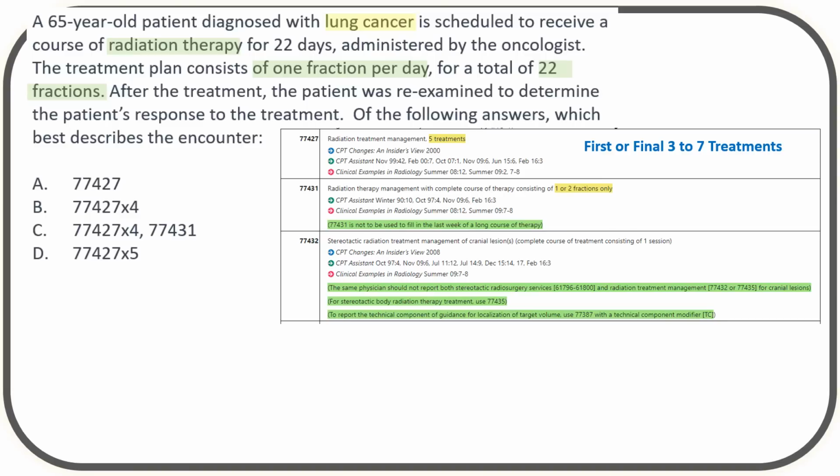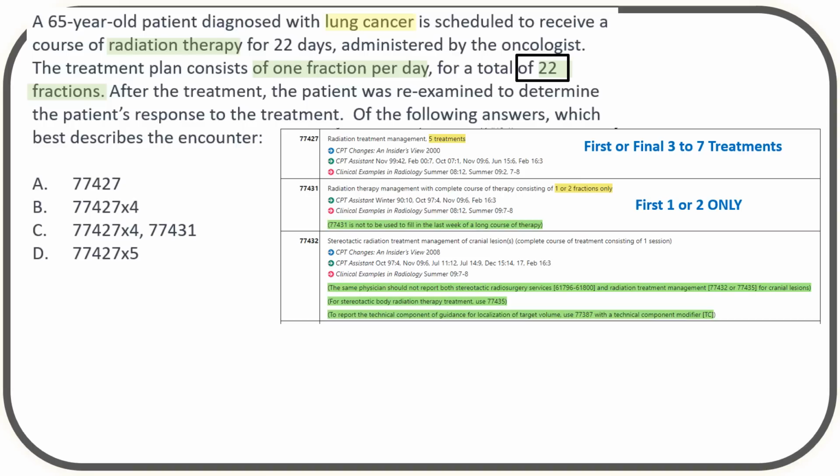Now, if we look at 77431, this is radiation therapy management with complete course of therapy consisting of 1 or 2 fractions only. In other words, first 1 or 2 fractions only. All right. So those are the only 2 that I'm going to draw your attention to.